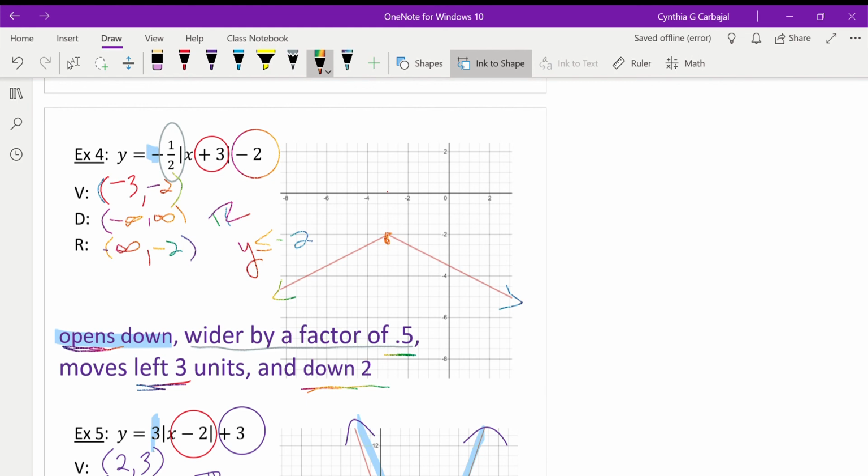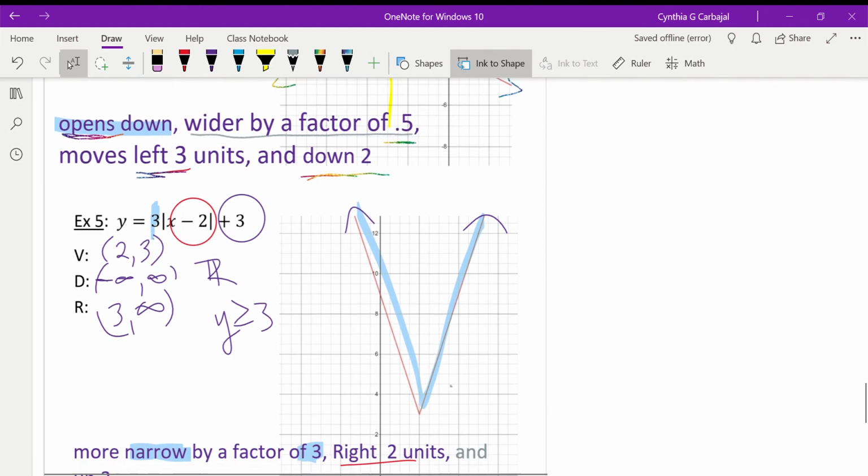And there is our domain, left to right, all real numbers, or negative infinity to positive infinity. And then range is bottom to top, so it's negative infinity to negative 2, because that's the highest it goes. Or you can rewrite it as y is less than negative 2, because we're below the negative 2. Our axis of symmetry would be here. So it is x equals, and it crosses the x-axis there at negative 3. So that's where our axis of symmetry is.